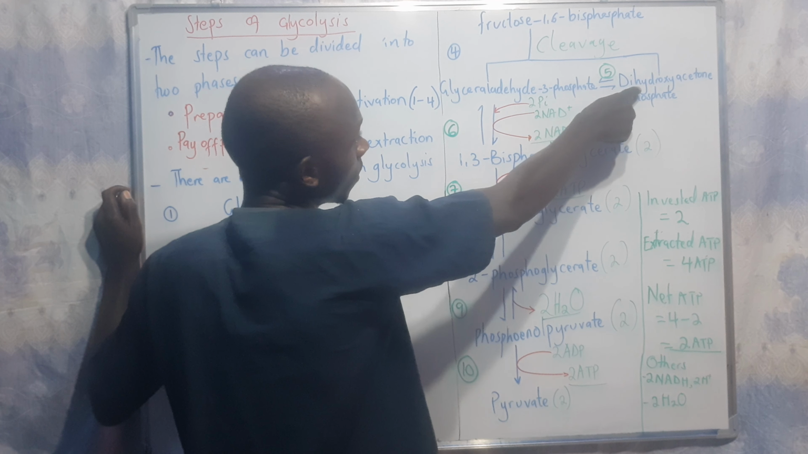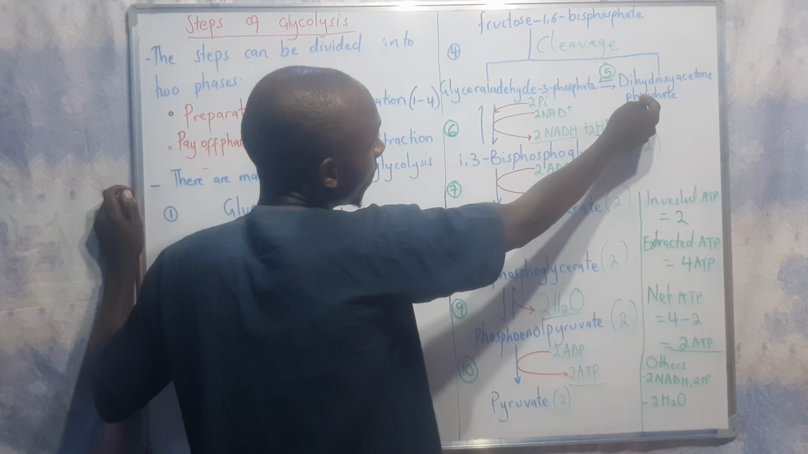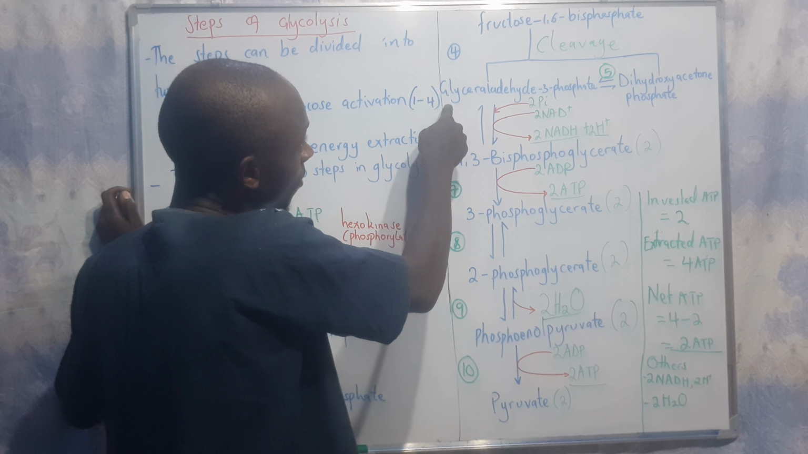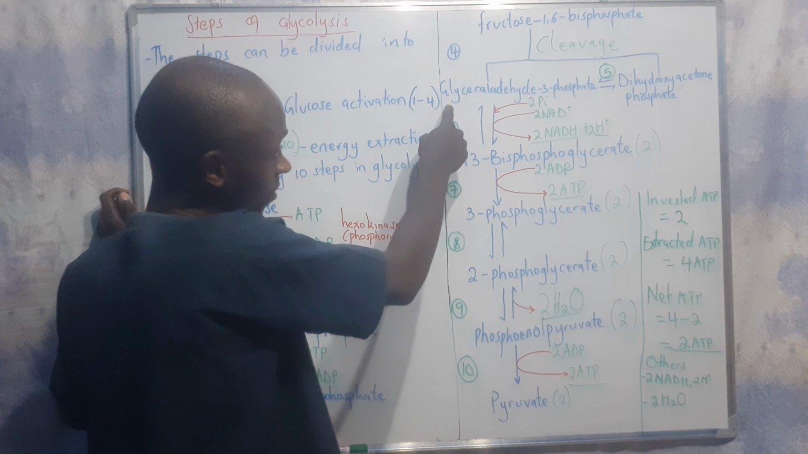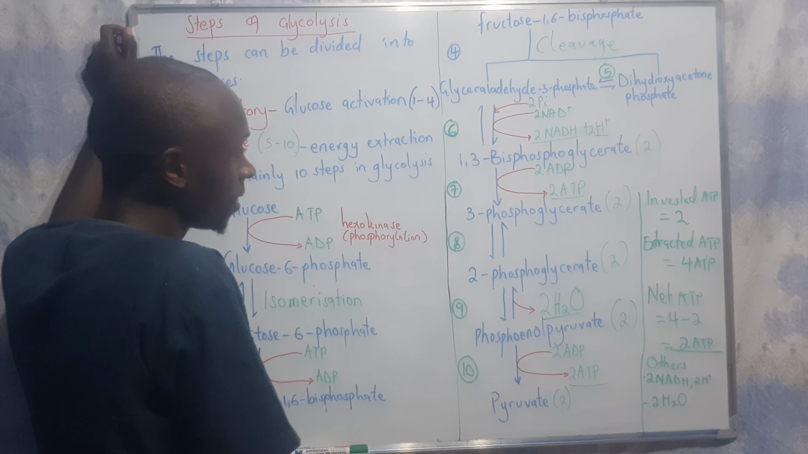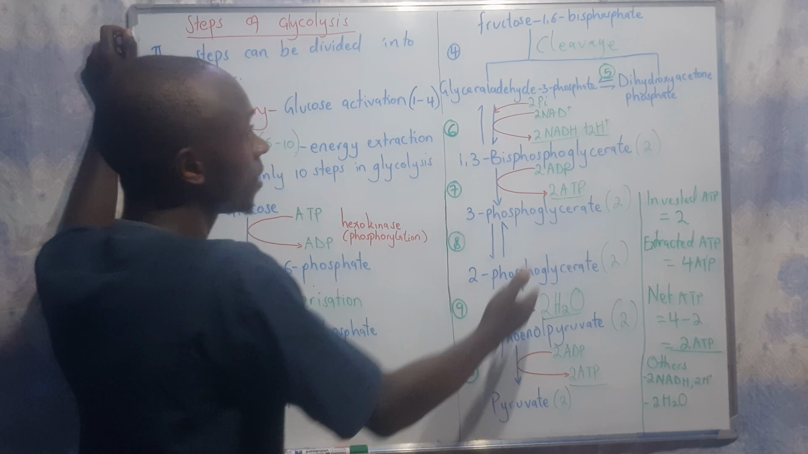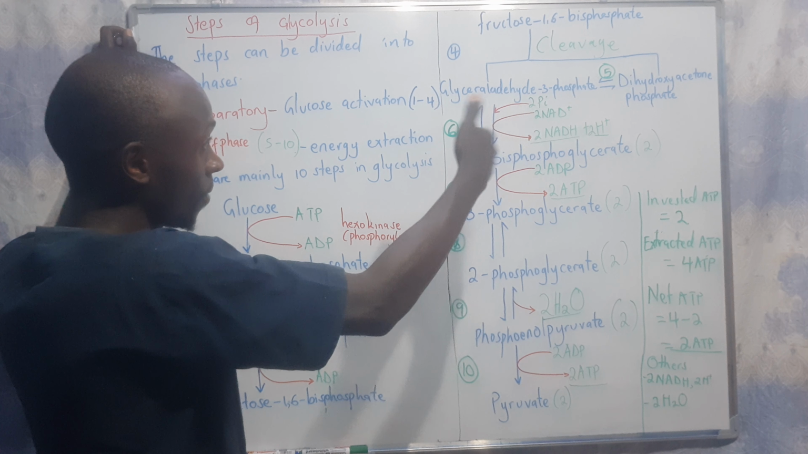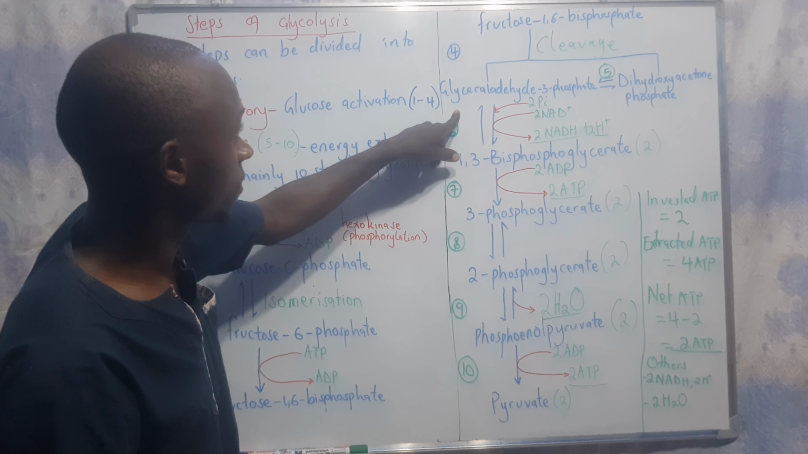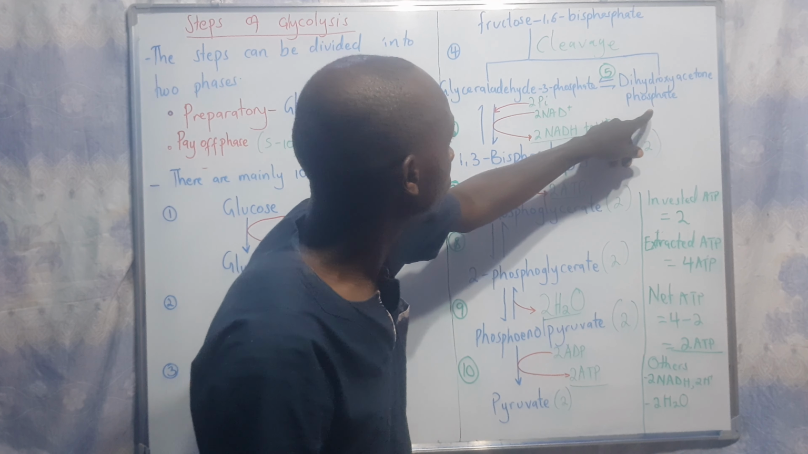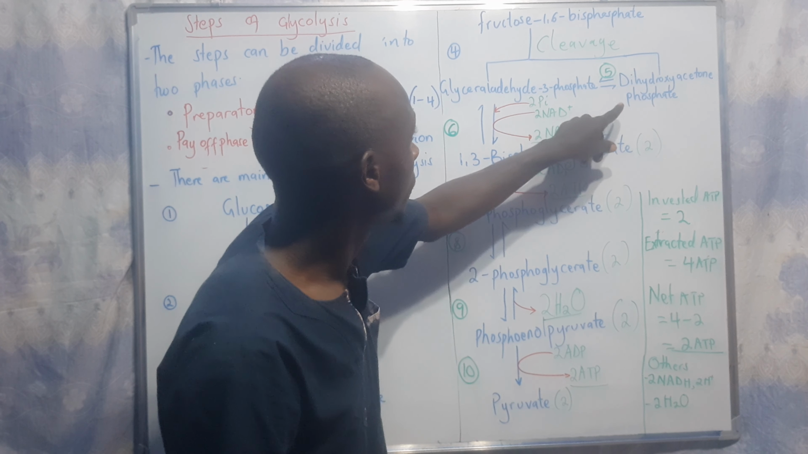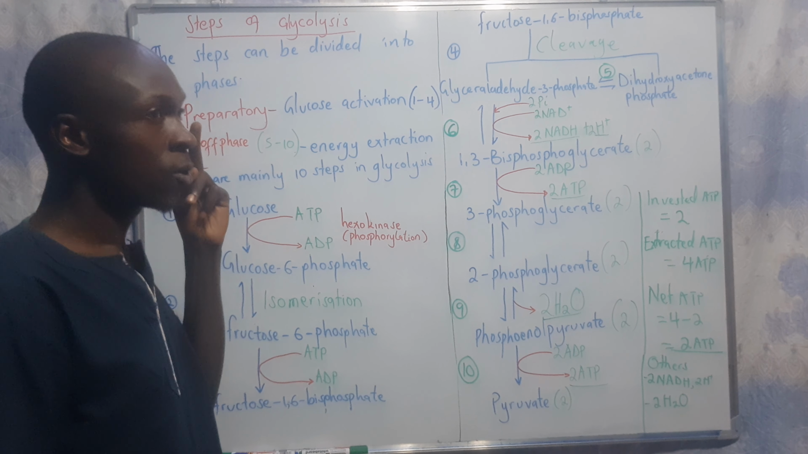So in stage number 5, we have isomerization of the dihydroxyacetone phosphate to form a second molecule of glyceraldehyde 3-phosphate. Why? Because glyceraldehyde 3-phosphate is the one needed in the pathway of glycolysis. So we don't need the dihydroxyacetone phosphate in the pathway. It implies that we had our first molecule of glyceraldehyde 3-phosphate, and another second molecule of glyceraldehyde 3-phosphate forms from the dihydroxyacetone phosphate. Hence, we now have two molecules.